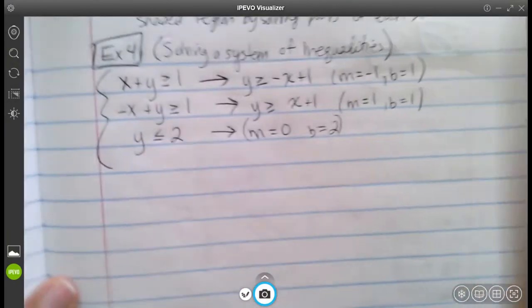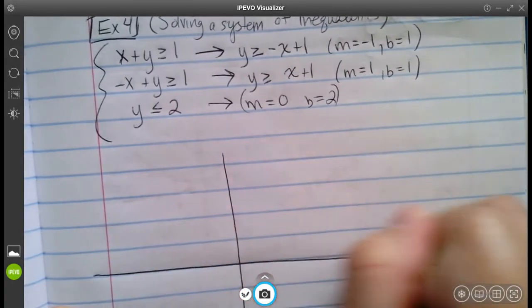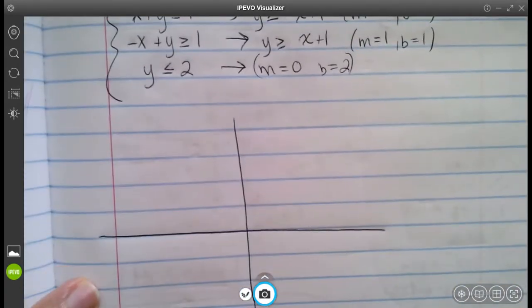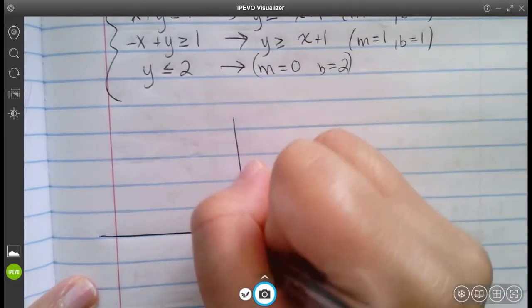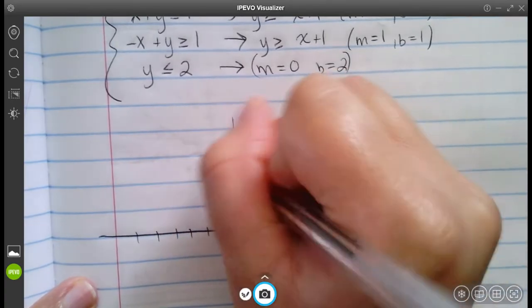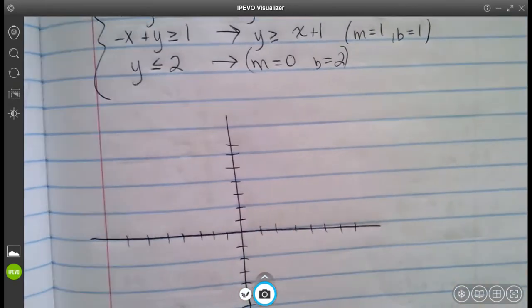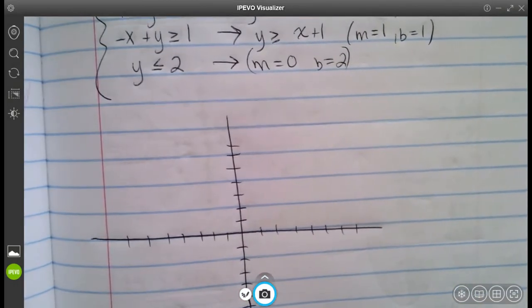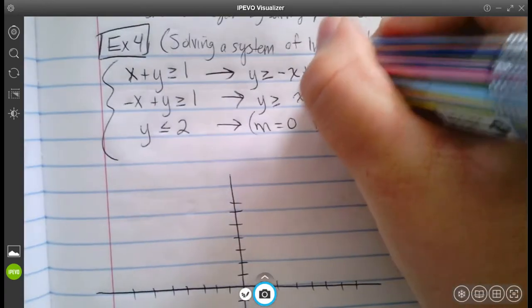So let's go ahead and graph this and see what this looks like. I'm going to do about 7 in each direction: 1, 2, 3, 4, 5, 6, 7. All right, and I'm going to plot each of the lines. I can color code this if you'd like, just to make it a little bit more colorful.